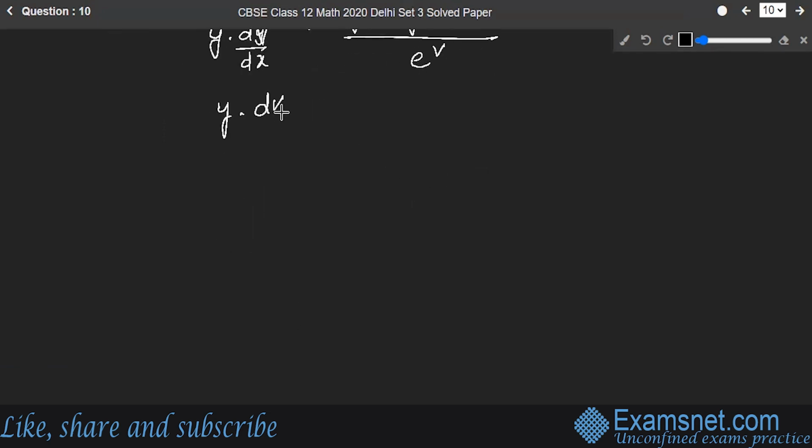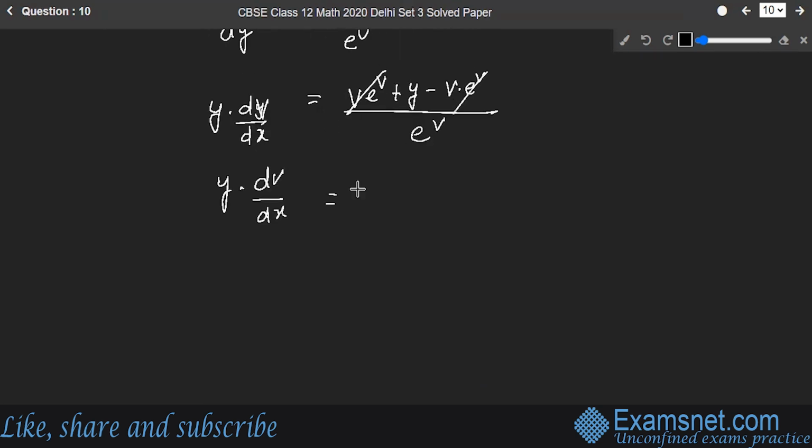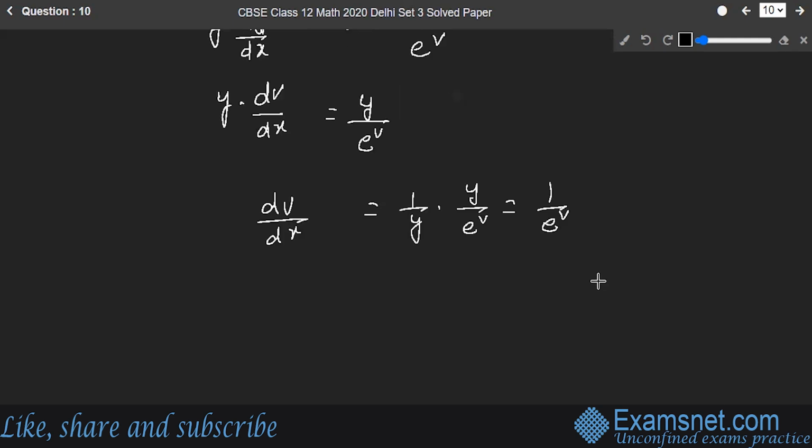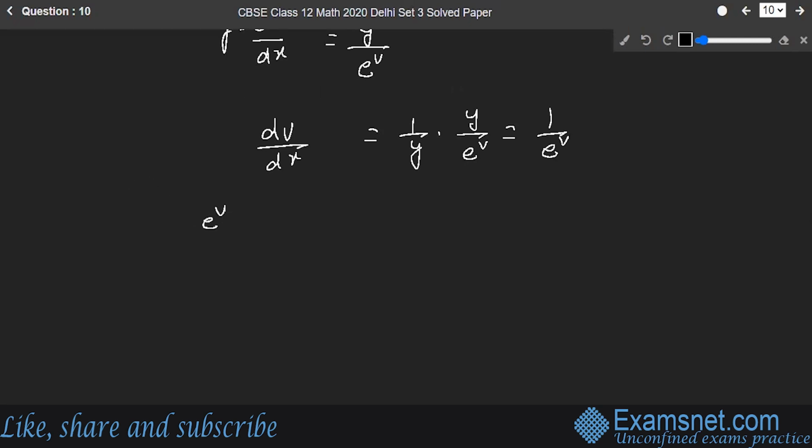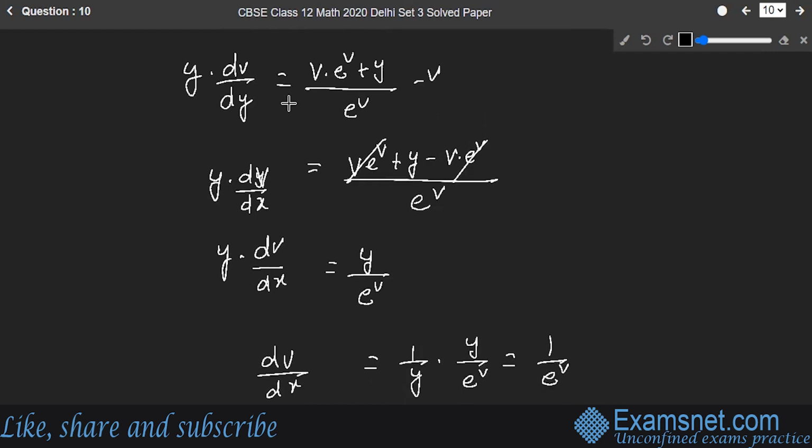dv upon dx is equal to, these two will cancel, and you have y upon e raised to power v. So this gives you dv upon dy is equal to 1 upon y into y upon e raised to power v, or this is equal to 1 upon e raised to power v. Hope you understood till here. So that means e raised to power v into dv is equal to dy. Sorry, this was dy all the time.